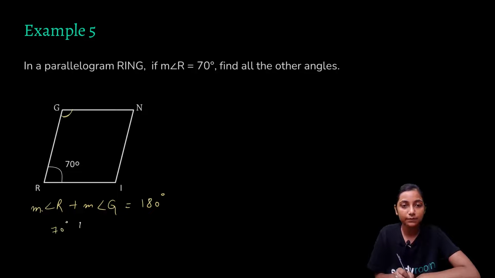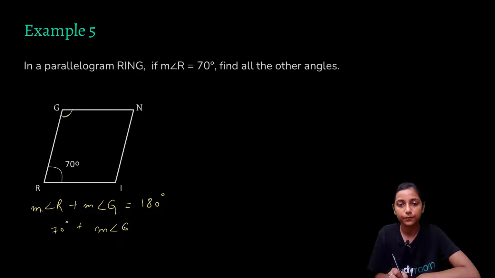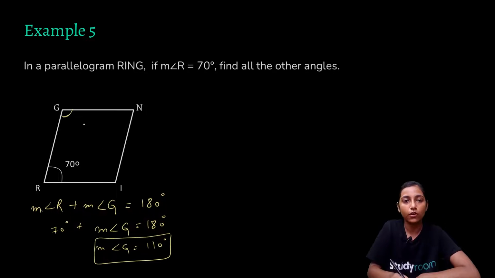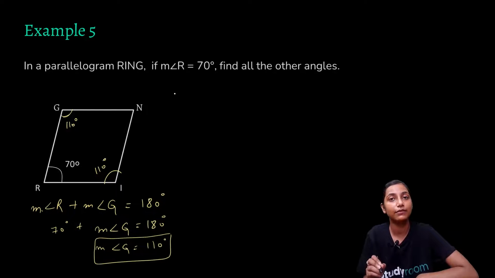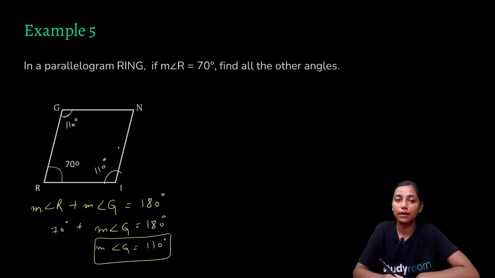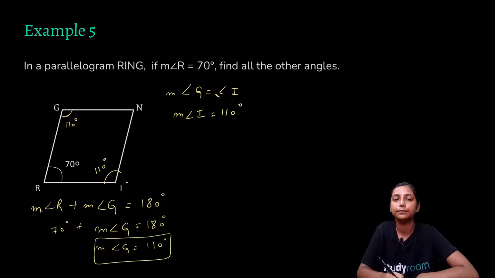R is given to be 70 degree. We need to find this. Sum is 180 degree. This will come to be 180 minus 70, that is 110. So this we have found out, it is 110. Now we can easily do it. These are opposite angles. This will be again 110 because of the property that we did earlier, that the opposite angles of a parallelogram are of equal measure. So since measure of angle G is equal to 110, the opposite angle I, measure of angle I, is also going to be 110 degree.